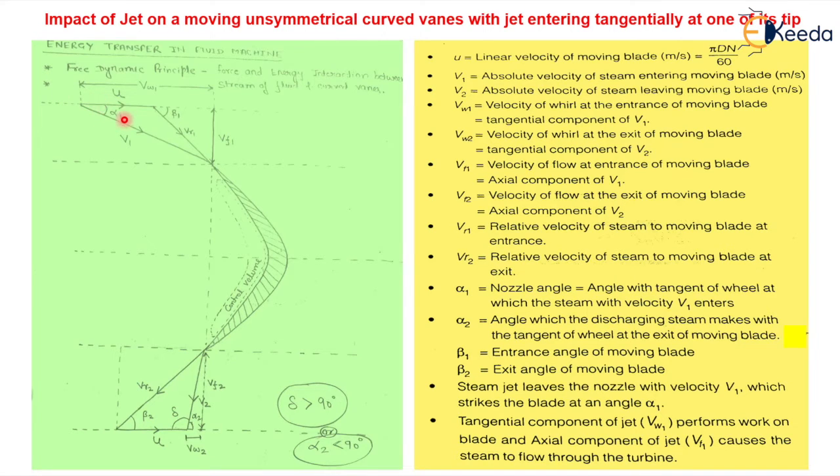Alpha 1 is the nozzle angle. Alpha 2 is the angle which the discharge steam or fluid makes with the tangent of the wheel at the exit of the moving blade. Beta 1 is the entrance angle of the moving blade, or inlet blade angle. Beta 2 is the outlet blade angle or exit blade angle. You see this diagram, and I have explained it many times.